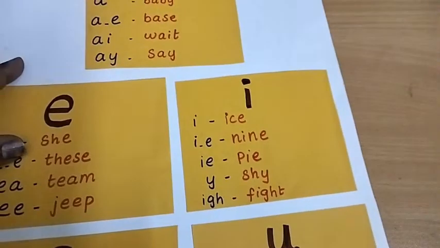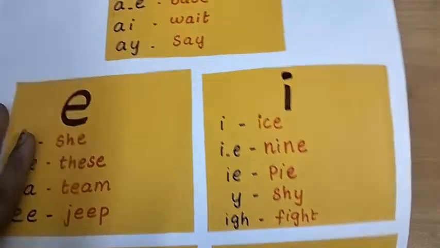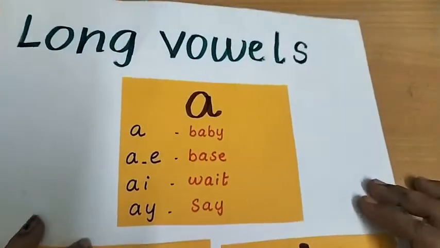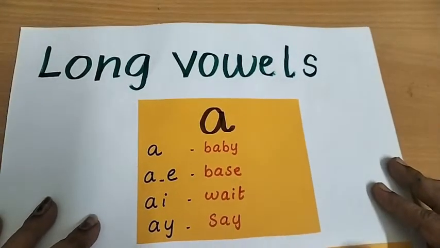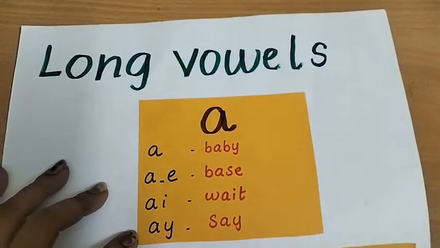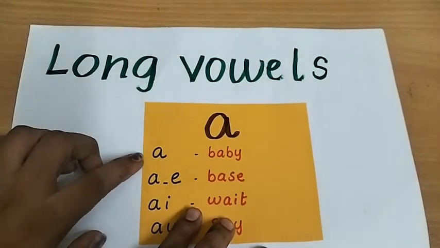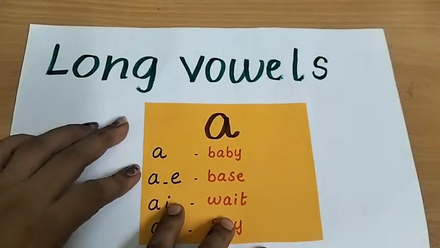What are the ways in which the vowels combine to form a different sound? For the long vowels A, E, I, O, U, what are the cases we can see? For each one I'll show you an example. First we'll go with letter A, the first vowel. In A, what are the vowels combined to form a word?